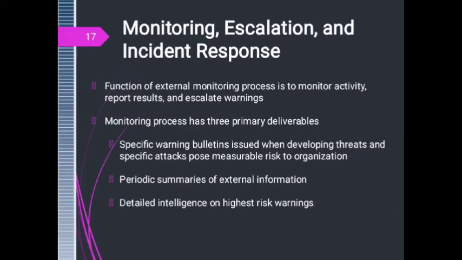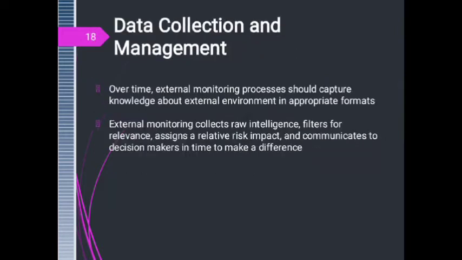Monitoring, escalation and incident response. The function of the external monitoring process is to monitor activity, report results, and escalate warnings. The monitoring process has three primary deliverables: specific warnings, bulletins issued when developing threats and specific attacks pose measurable risk to the organization, and periodic summaries of external information, with detailed intelligence on the highest risk warnings.